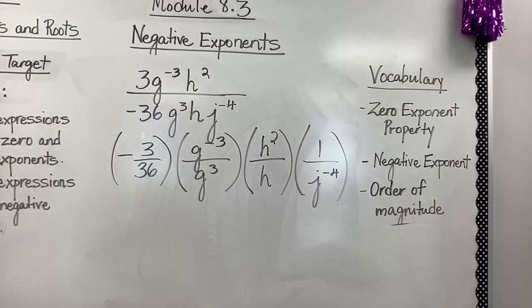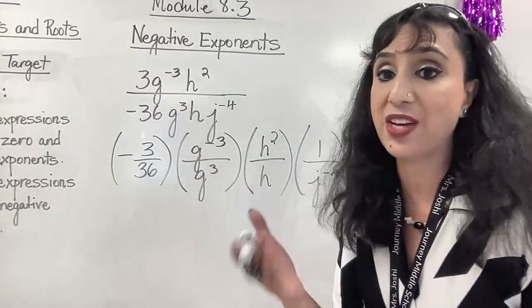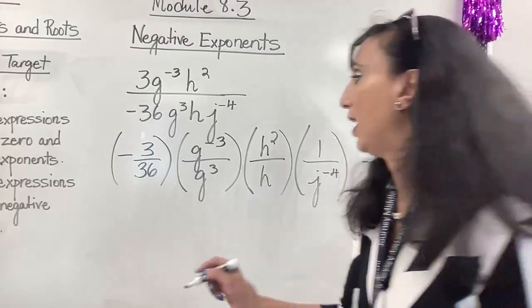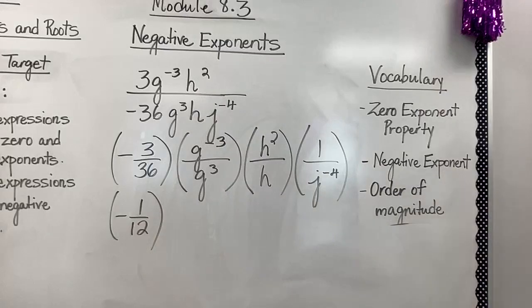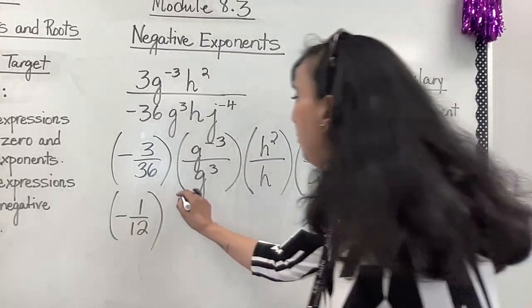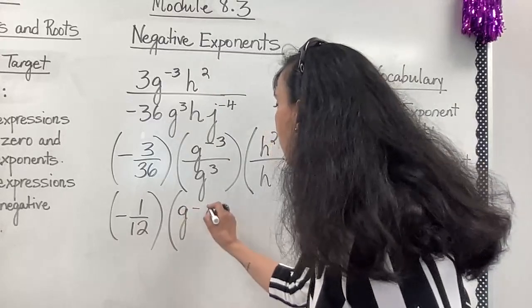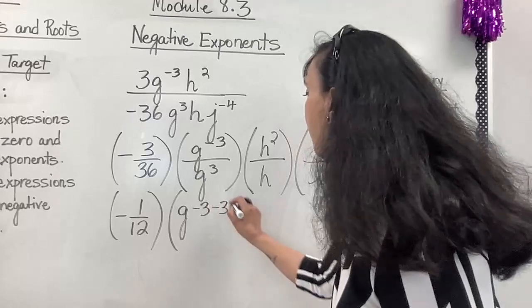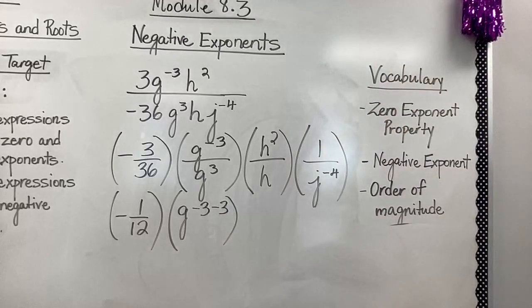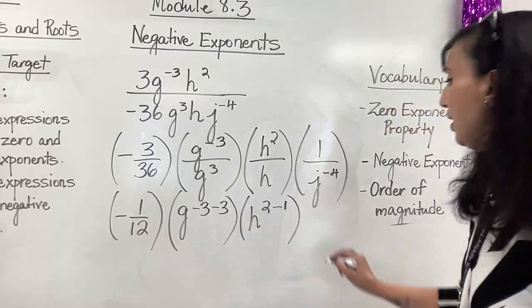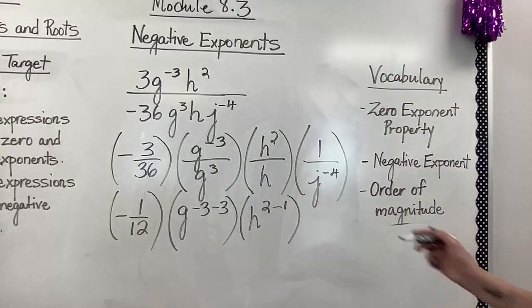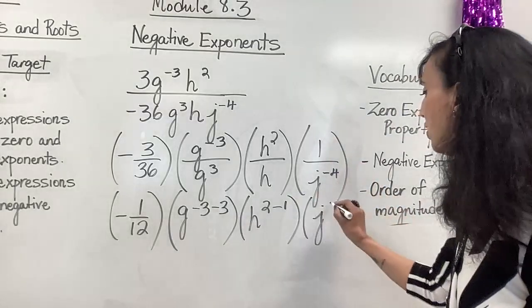So once I have this, I'm going to start using the quotient of powers and negative exponent properties. So this in the simplest form, because remember fractions have to be in the simplest form, and we just talked about that. So this gives me negative 1/12. Okay, and then the next one, I'm going to do g, and this is negative 3 minus 3. Okay, and then I have h squared minus 1, and then over here I have the reciprocal of this, which is j to the 4th power.